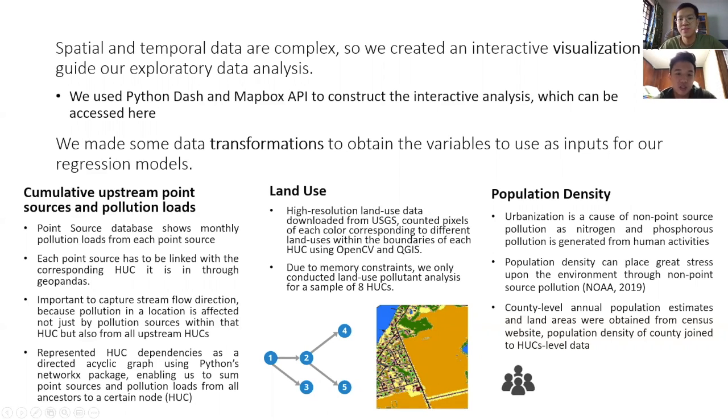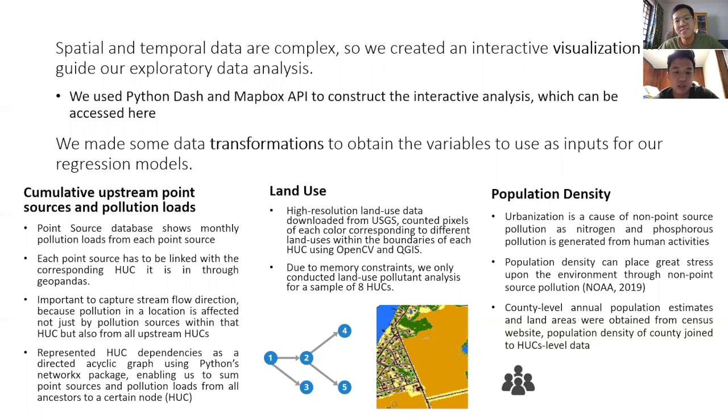We then proceeded to collect land use data from high-resolution land use data downloaded from USGS. We passed land use images through an algorithm that calculated color percentages based on the pixels of the image using OpenCV. We then layered raster data and HUC boundary data on QGIS to calculate land use percentages around particular HUC data points.